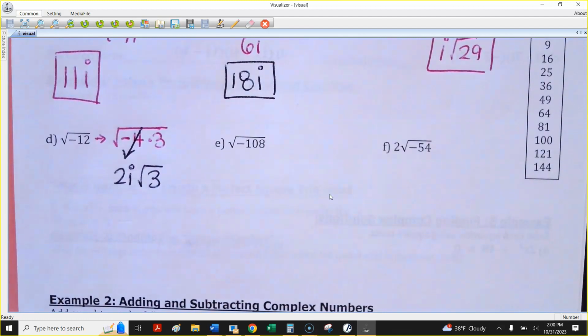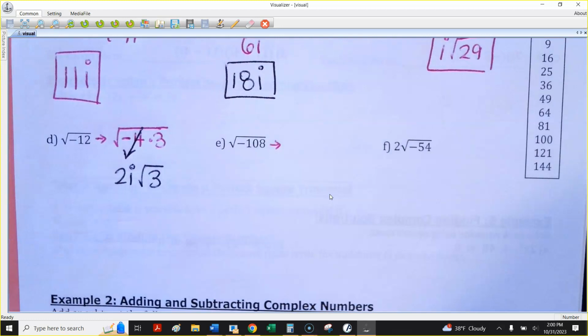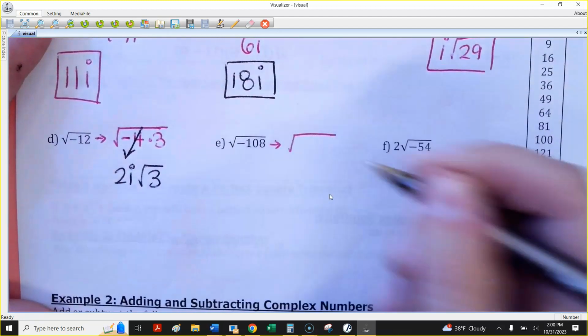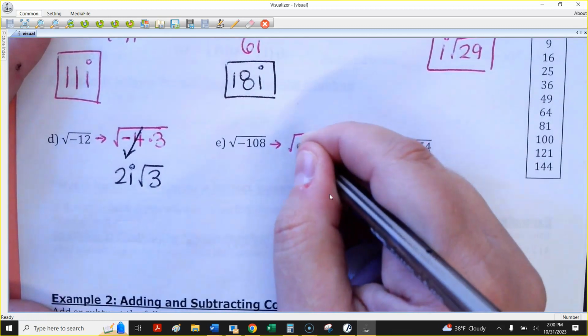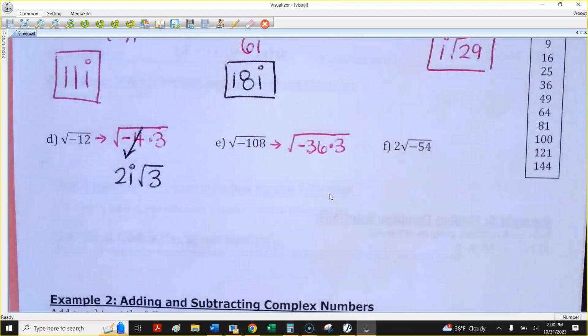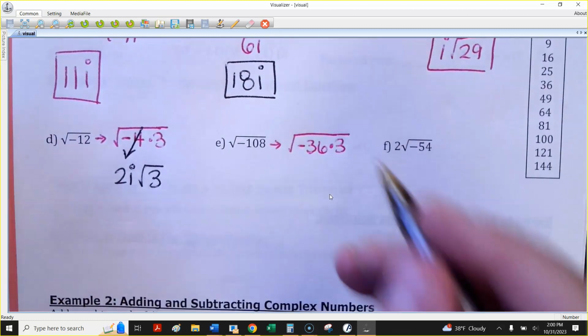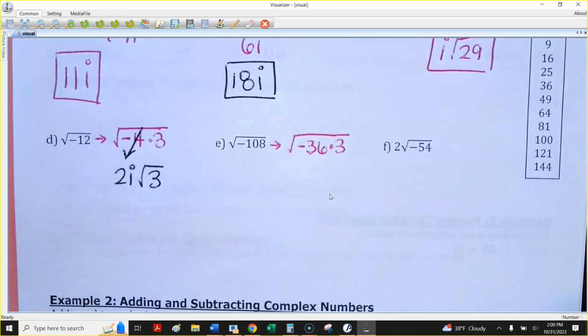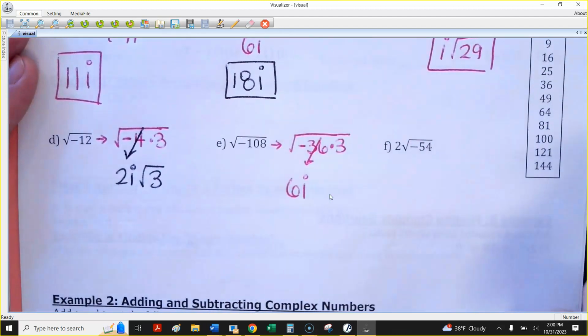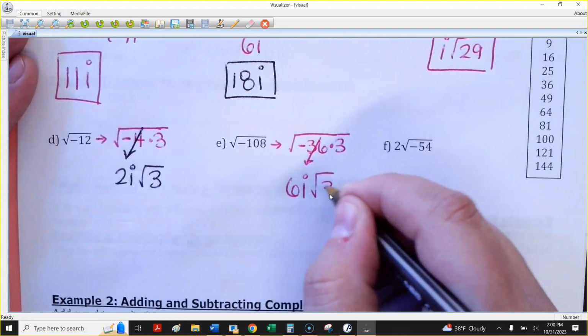I don't know if anybody knows this. Does anybody know the biggest number on this list that would go into 108? It's actually 36. I'm going to rewrite this real quick. 36 times 3. I'm just going to attach the negative to the perfect square, so that way when I take the square root, I'm just going to remove the i with that. So square root of negative 36, we actually just did this in the question right above. This would come out in front as a 6i, and the 3 would be left underneath. That's all you have to do.